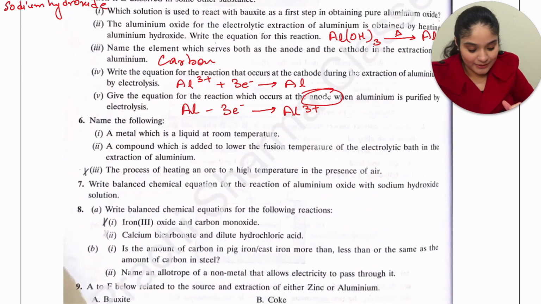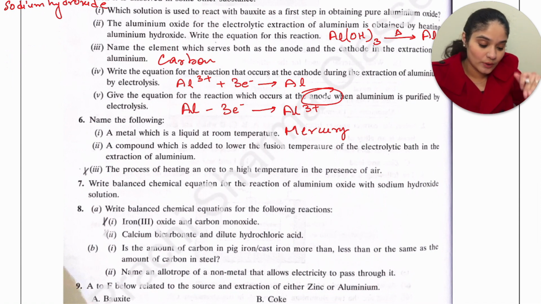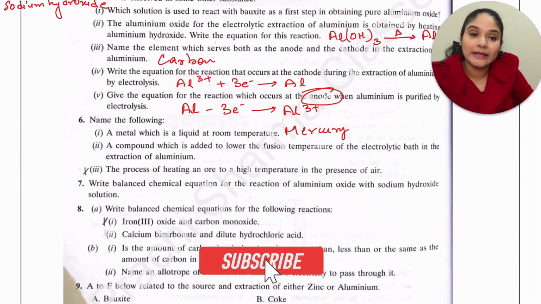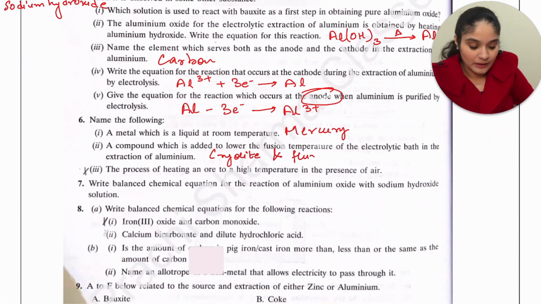Now next, name the following. A metal which is liquid at room temperature is mercury. Even a 6th grader would know that. A compound which is added to lower the fusion temperature of electrolytic bath in the extraction of aluminium, that is cryolite and fluorspar. So you need to remember both of that, cryolite and fluorspar. Now the next one is not in the syllabus.